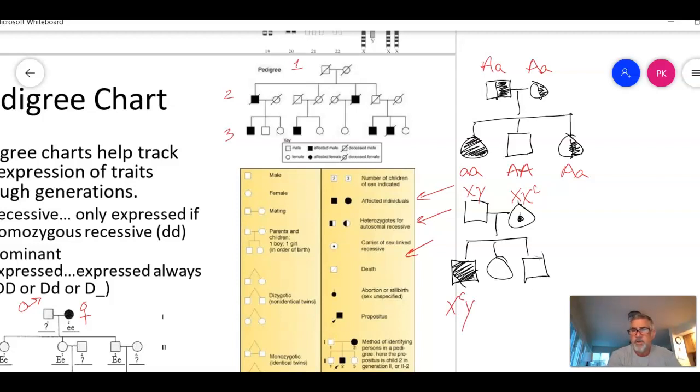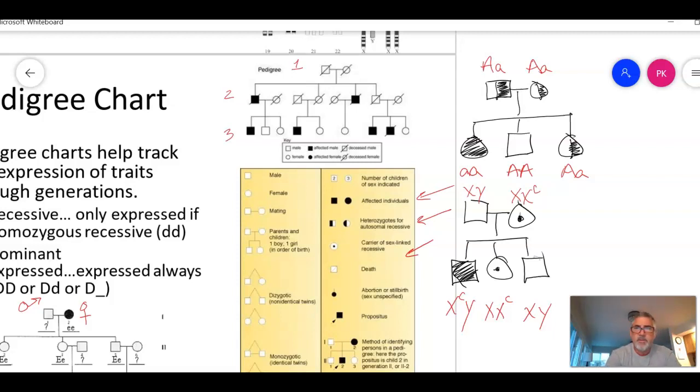This person over here, I can make that person a carrier for you. And this person over here. Since men only have one X chromosome, if you get that recessive disease that's linked to the X chromosome, you'll be affected. So a couple other things.